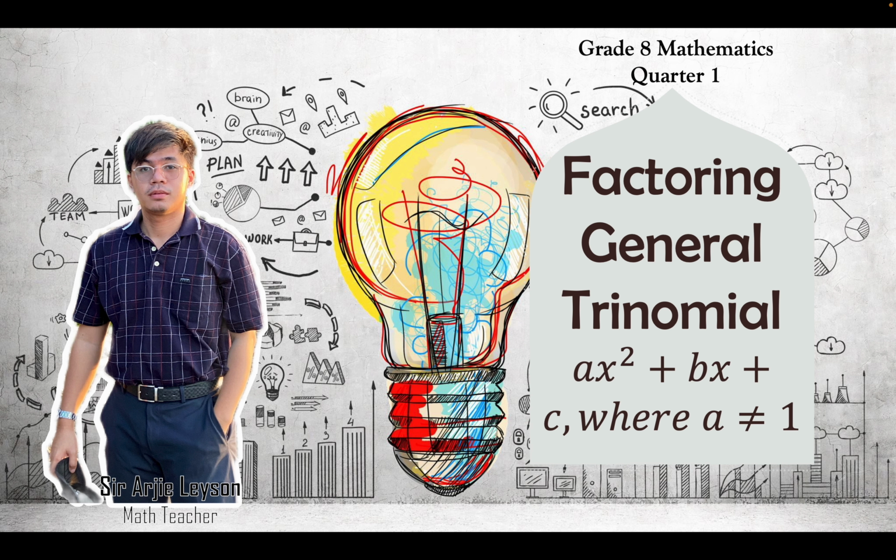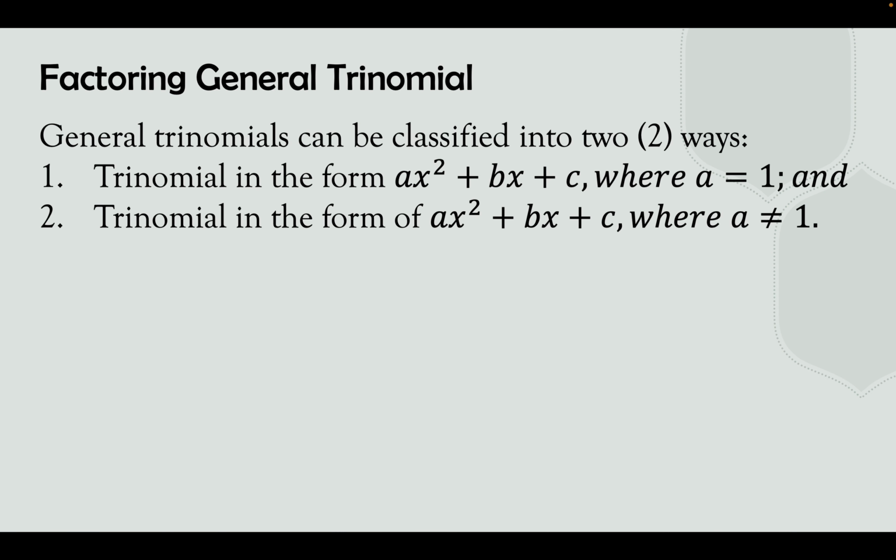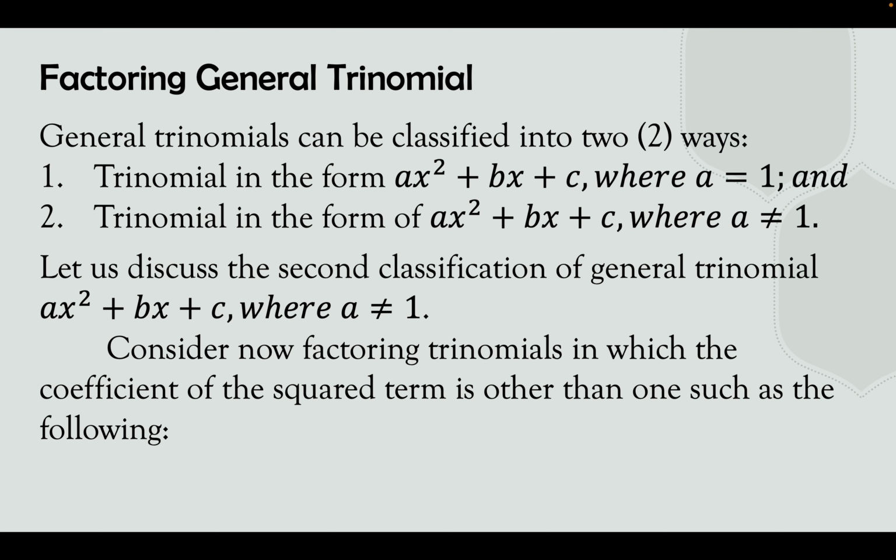In this video, we will discuss all about factoring general trinomial ax squared plus bx plus c where your a is not equal to 1. Now, we've already discussed the general trinomial in the form ax squared plus bx plus c where your a is equal to 1 in our previous lesson. Let's focus on the second classification of general trinomial ax squared plus bx plus c where your a is not equal to 1. Consider now factoring trinomials in which the coefficient of x squared is other than 1, such as the following.